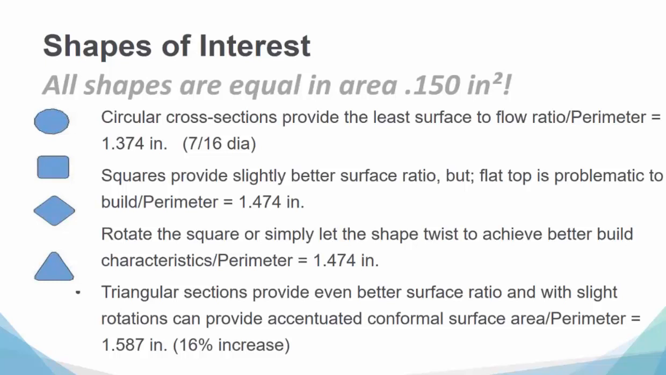As I change that to a square, you can see that I get a better surface ratio, and that area has increased. So the perimeter is much larger, but the problem is the flat top, as we discussed. Solve that by rotating it. Now I've got a diamond shape that will work nicely. Now going further, maybe take that over into a triangular shape. Again, you can see there's a much more conformal surface area, or the perimeter has increased while maintaining, again, 0.15 square inches cross-section.